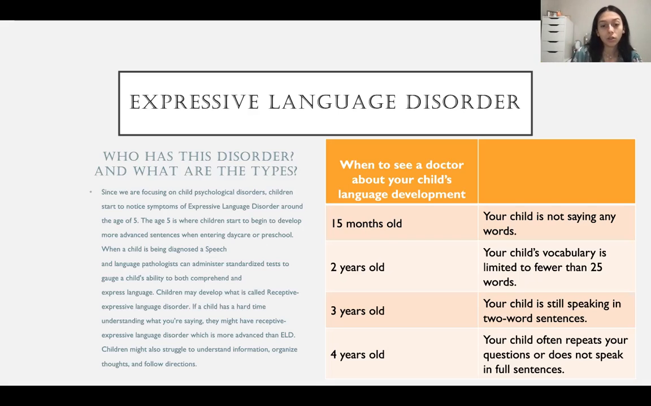Let's continue. Children may develop what is called receptive expressive language disorder. Receptive means that they have difficulty in understanding the language. So there's expressive language disorder and receptive language disorder, which I have a video on explaining the two. If a child has a hard time understanding what you're saying, they might have receptive expressive language disorder, which is more than ELD. So receptive language disorder is more advanced than just expressive language disorder. They might struggle to understand information, organize thoughts, and follow directions.